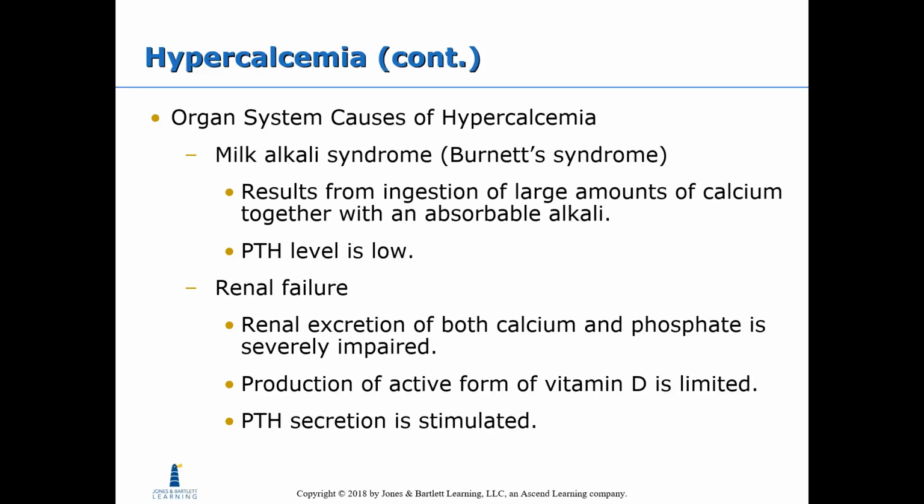Milk alkali syndrome results from an ingestion of large amounts of calcium together with an absorbable alkali. PTH level is low. Renal failure: renal excretion of both calcium and phosphate is severely impaired. Production of the active form of vitamin D is limited, and PTH secretion is stimulated.